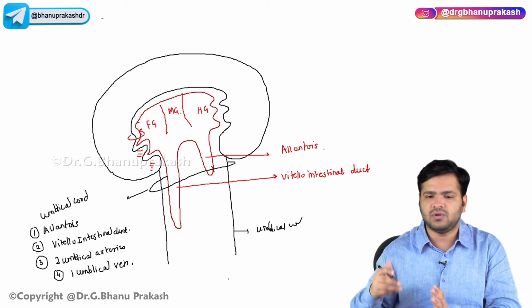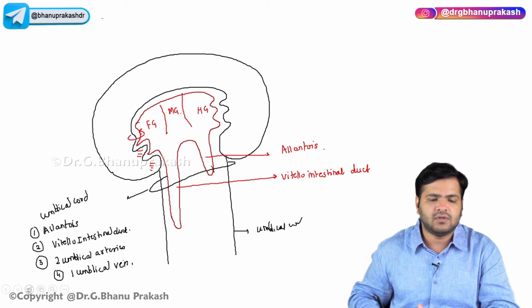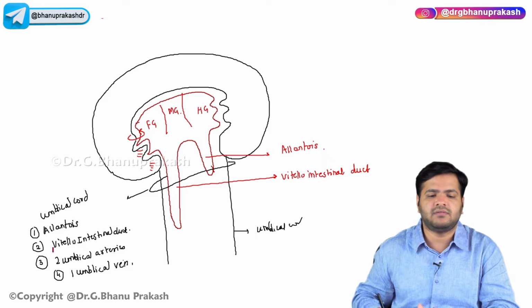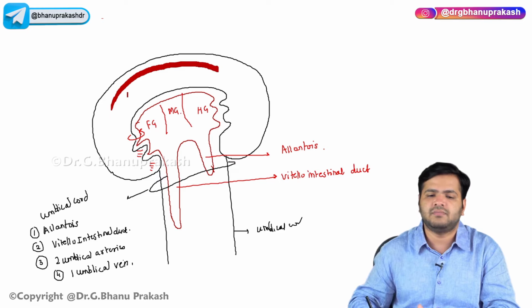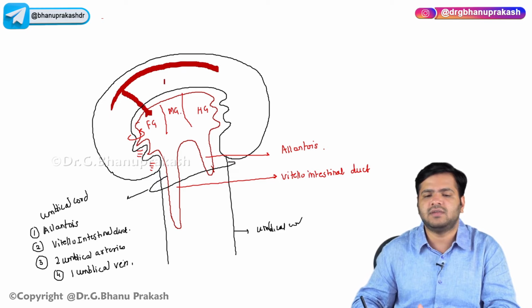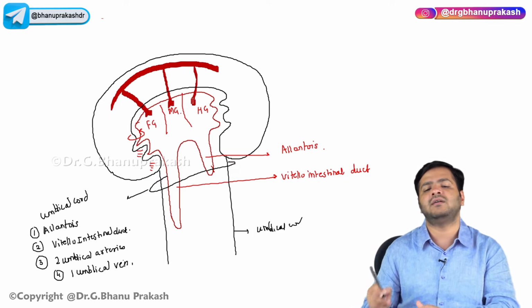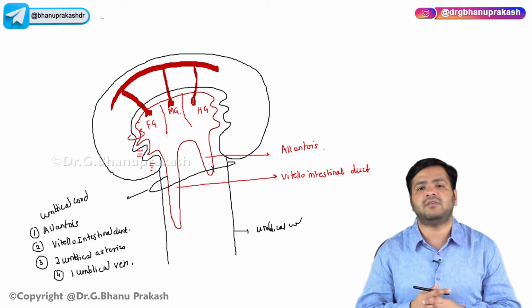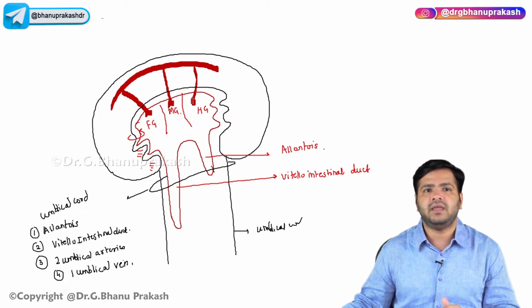If I just want to show it in this picture, you can very well see the dorsal aorta, which is developing in the dorsal mesentery. It will supply the foregut by the celiac trunk, the midgut by the superior mesenteric artery, and the hindgut by the inferior mesenteric artery.